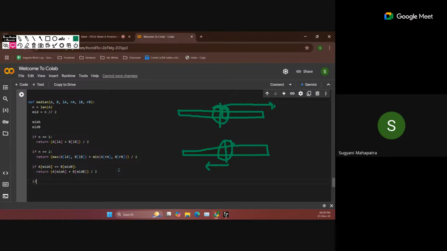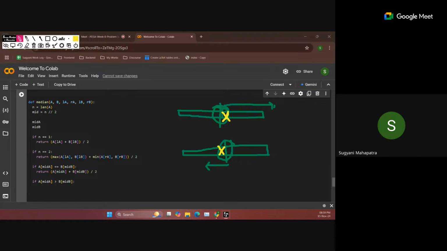The next case scenario is when A of middle of A is greater than B of middle of B. What will happen now? Let me use a different color here. I chose this particular element for A, and for B, I am choosing this element, for example. So I am choosing these two elements. Now I am claiming that this element is greater than this element.